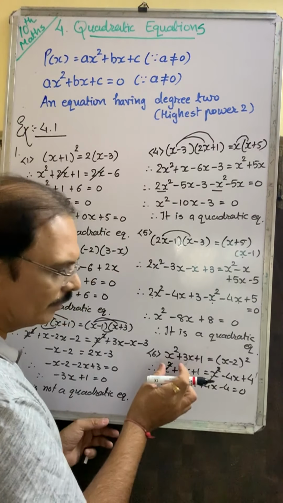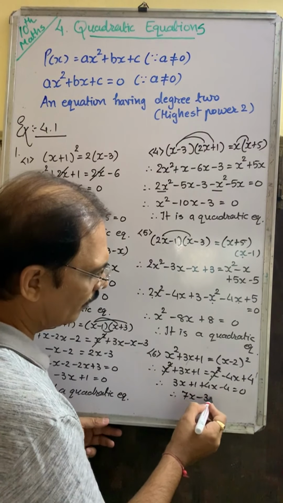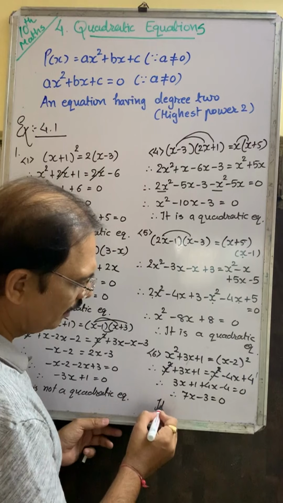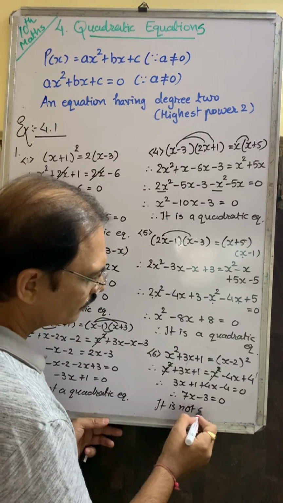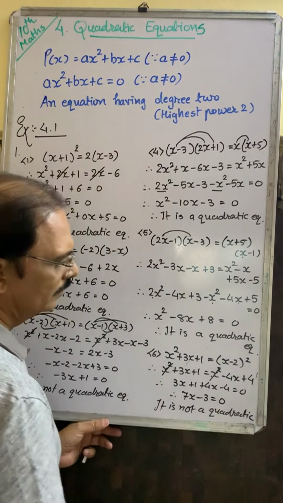We take all these terms to this side. 3 plus 4 is 7x. 1 minus 4 is minus 3, equal to 0. It is a linear equation. So it is not a quadratic equation. Is it okay?